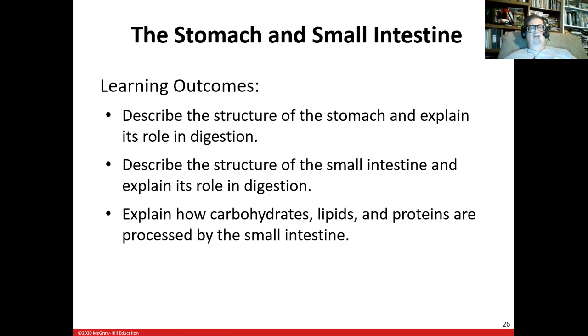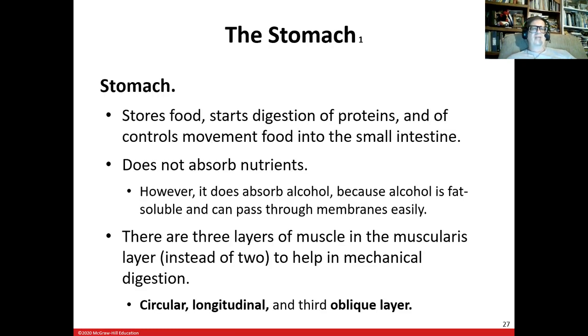All right, let's see, structure of the stomach. You know the muscularis has three layers, muscles go in three directions. And the wall of the stomach inside by the lumen has these folds called rugae in them, but we'll talk about it. Right, so the stomach stores food. It starts the digestion of proteins. Remember, starches start way up in the mouth. Then you get down to the stomach, you start proteins. And the stomach, it says, controls movement of food into the small intestine.